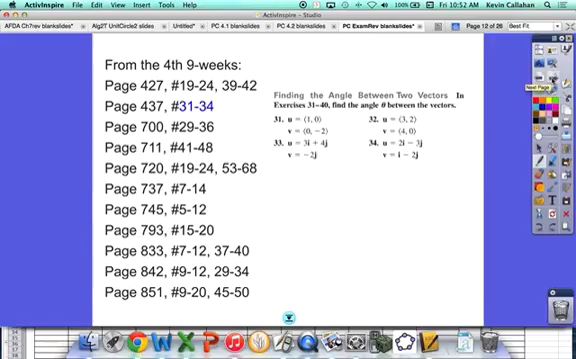Okay, how do we find the angle between two vectors? You have a formula. You need to know the formula. It's not given. Cosine of theta equals u dotted with v, over the magnitude of u times the magnitude of v. What do we mean by u dot v? It's a dot product. And how do you do the dot product between two vectors?